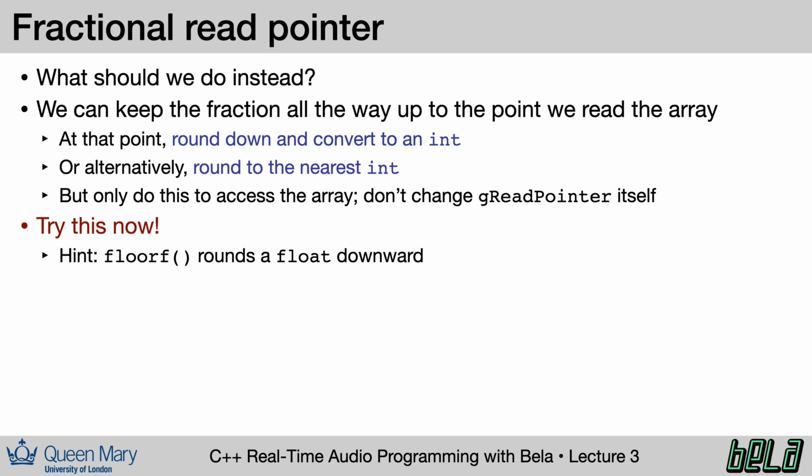Well, what we could do is keep the fraction in the read pointer all the way up to the point at which we read from the array, and only there do we drop the fraction off the end. So once gReadPointer gets to the point of being used as an array index, then we either round it down or round it to the nearest whole number and convert it to an int. But we only do this when we're accessing the array, and we make sure that we always save the fractional value in the float. So if you haven't done this already, then try it now. In the wavetable example, change gReadPointer from an int into a float. And to round it down, you can either use the floorf function, or you can just typecast it to an int by putting int in parentheses right before its value. Pause here, and then we'll look at it together.